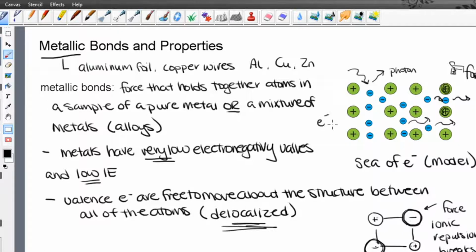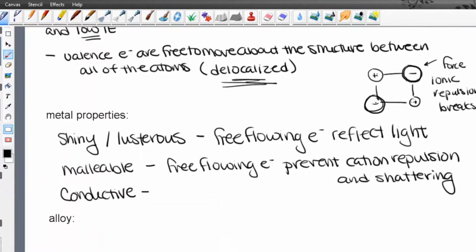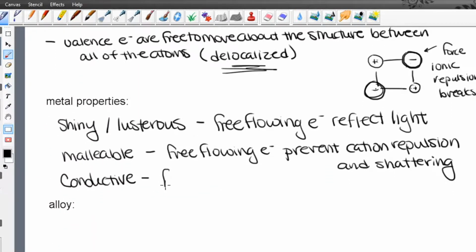So if I try to pass a stream of more electrons, which is what electricity is, a flow of electrons, they just jump right into the electron sea and pass right through the other side. They can do this in the solid state, versus ionic compounds, which needed to be dissolved in water in order to be conductive. So free-flowing electrons carry an electric current or charge.